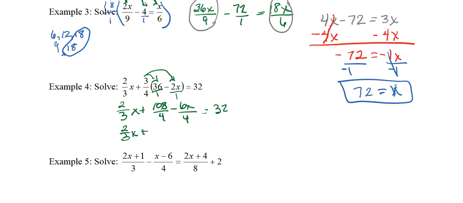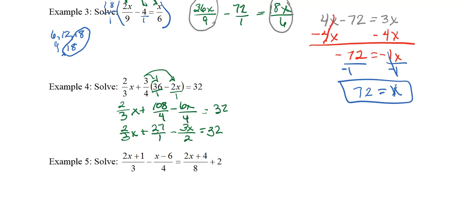So 108 divided by 2 is 54. 4 divided by 2 is 2. 6 divided by 2 is 3. 4 divided by 2 is 2. And I actually can take this one down even one more step. So I'm going to go ahead and do that. 54 divided by 2 is 27. So this ends up being 27 over 1.